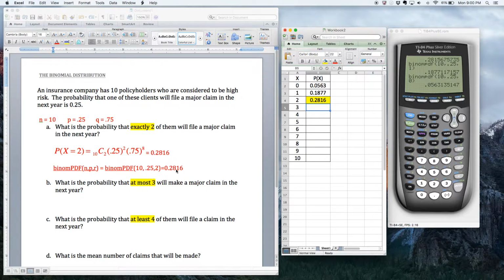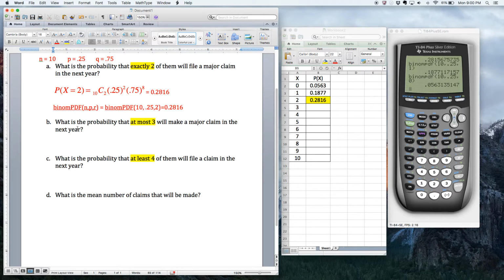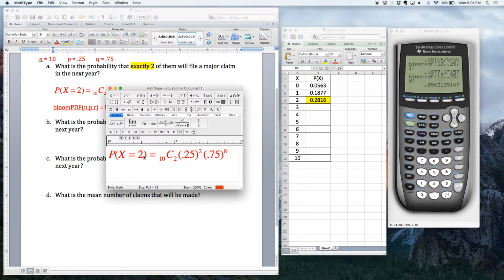Letter B. So I'm going to slide this up a little bit. Letter B says, what is the probability that at most 3 will make a major claim? Now, let's think about this. At most 3. So that phrase, at most 3, means the most it's going to be is 3, which means it could be 3, but it could be under 3. So that statement actually is less than or equals to. So I'm going to modify my probability statement.